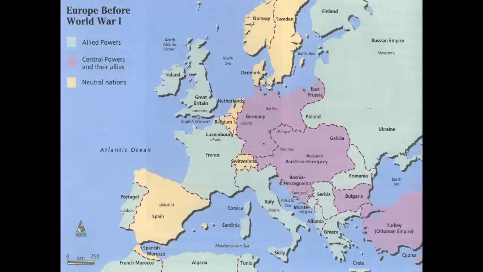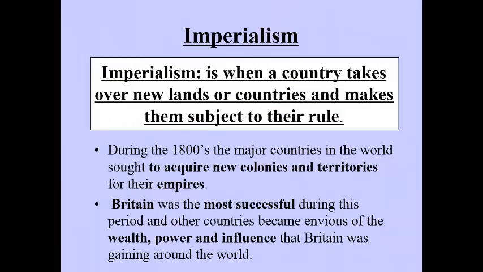Now, the problem is that these countries weren't just limited in territory to Europe. These were countries with global empires. So that brings us to our next indirect cause of World War I, which is imperialism. Now, imperialism is when a country takes over new lands or countries and makes them subject to their rule, when they begin starting empires around the world. And this was very common in the 1800s.